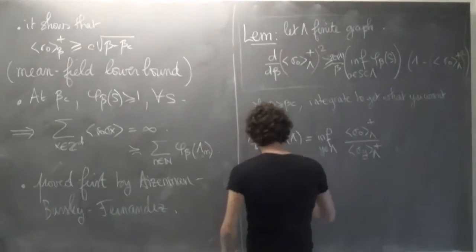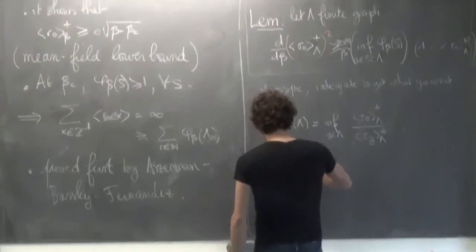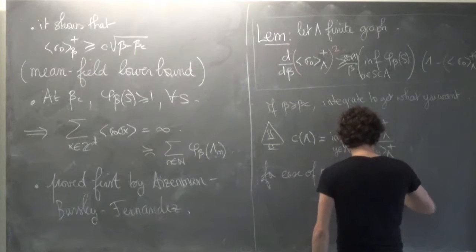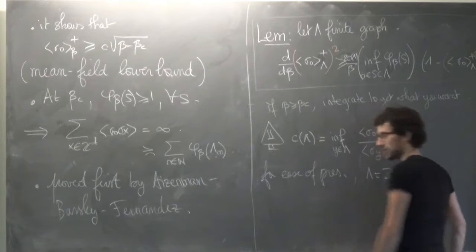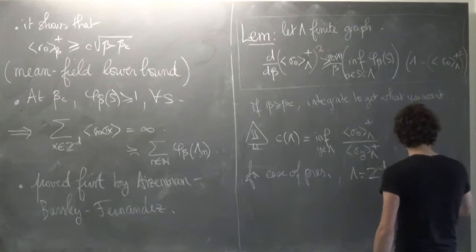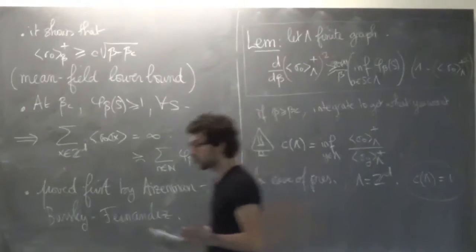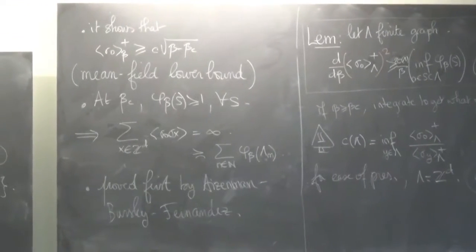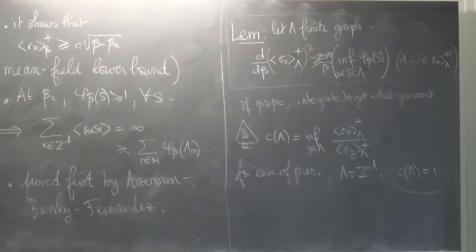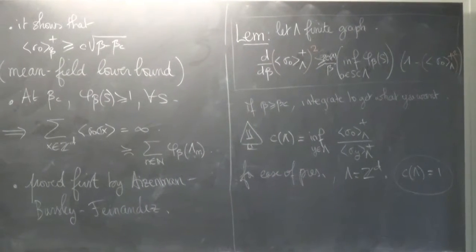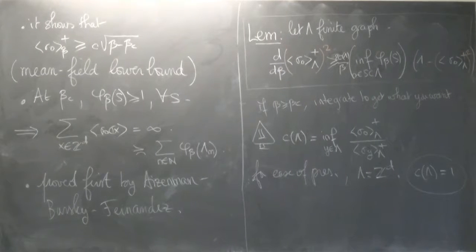So for ease of presentation, I'm going to just take lambda equals ZD and work in this, and then C of lambda, I'm also going to take it to be equal to 1, because in this case you don't need to introduce the C of lambda, and I will tell you where the C of lambda in fact occurs in infinite volume. But the philosophy is the same. Okay. So let's start this.